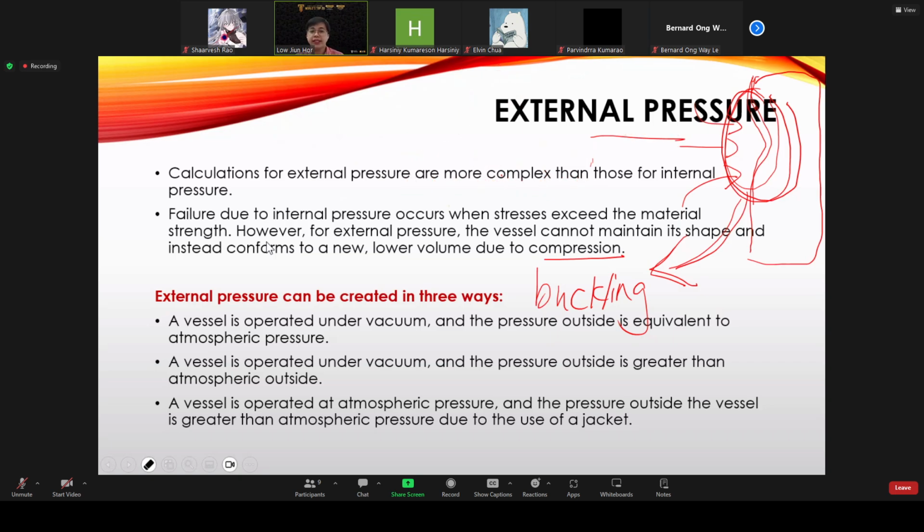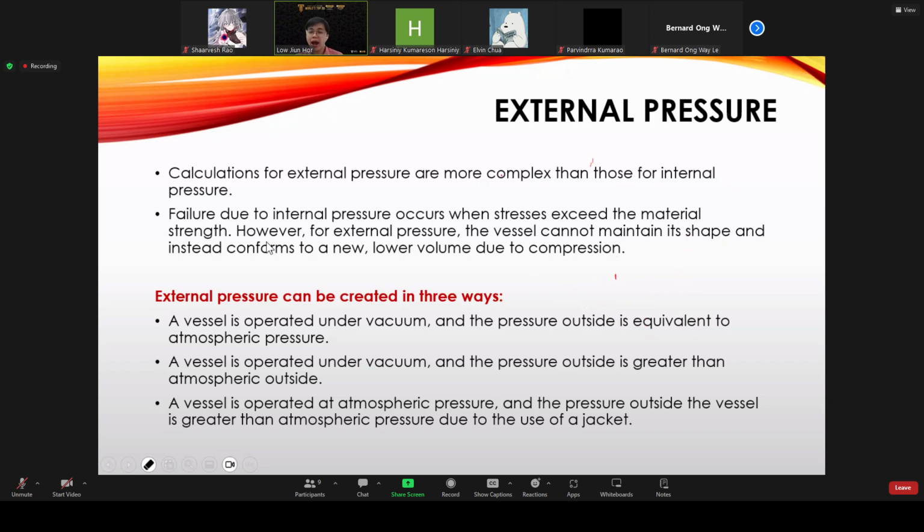You may ask, sir, how do I know when I design the pressure vessel, whether I need to consider the internal pressure or external pressure? In this case, you need to compare the pressure inside the pressure vessel and the pressure outside the pressure vessel. There are three different scenarios or three different cases where we need to consider the external pressure. For example, now you are handling a pressure vessel.